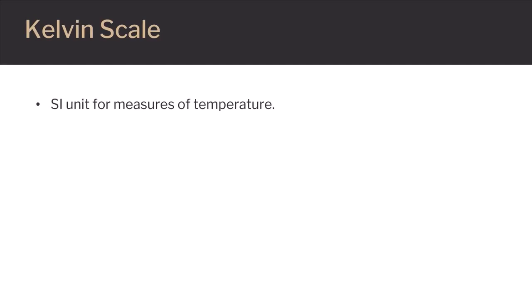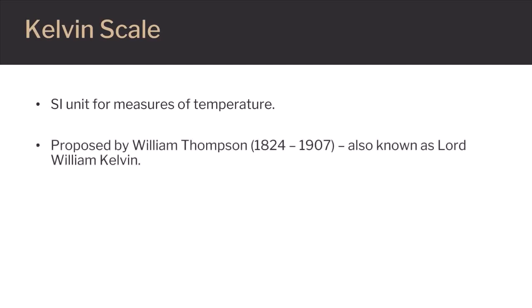The Kelvin scale is the standard international unit for temperature measurements. It was proposed by William Thomson, and it is an absolute thermodynamic temperature scale. What does absolute mean? It means that the temperature reading is not followed by a degree symbol, but rather just the unit name, which is Kelvin.